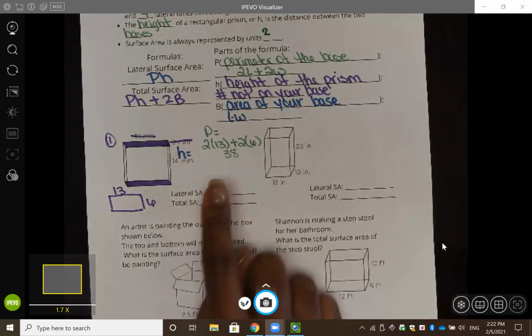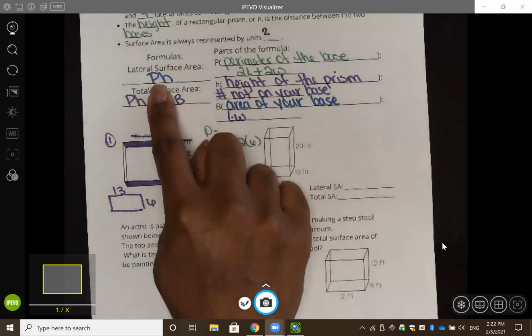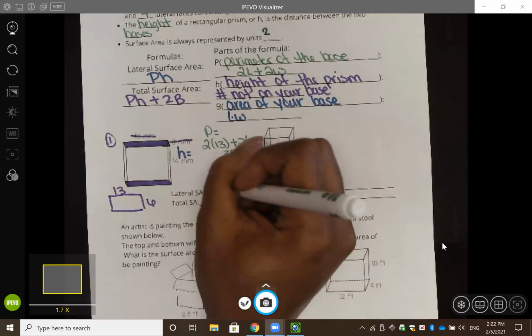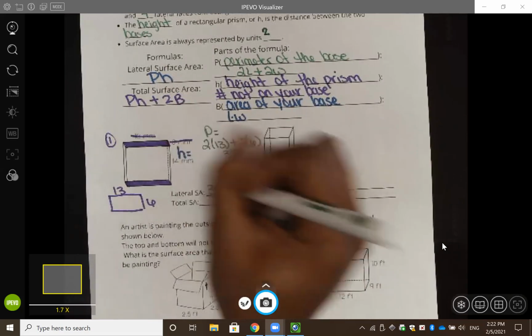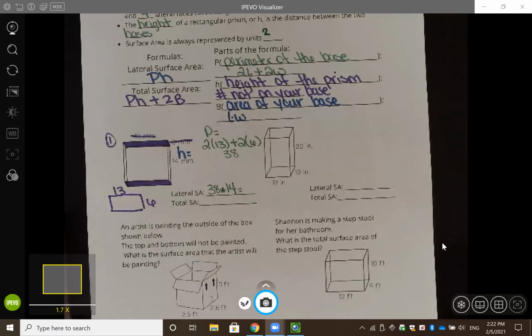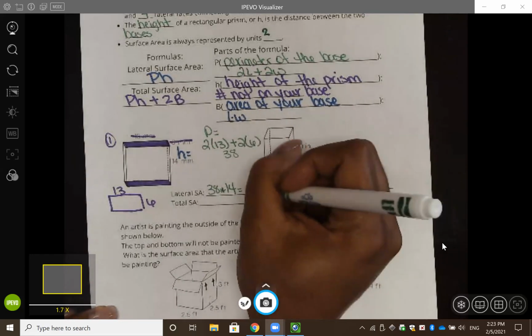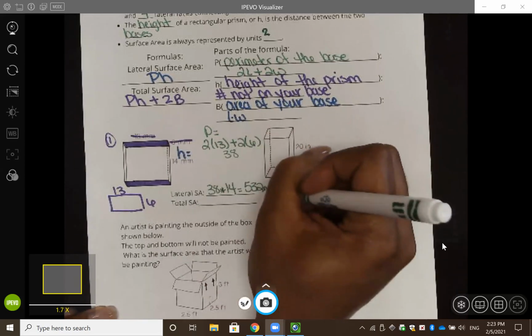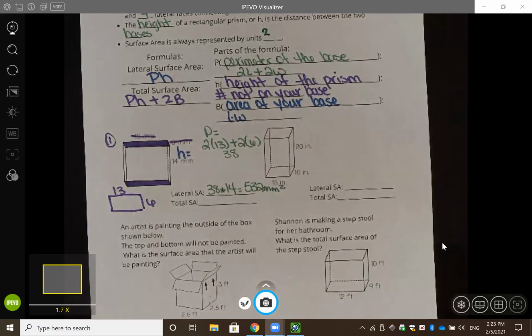Okay, so for lateral surface area, again, it is perimeter times height. So my perimeter is 38 times my height, which is 14. 38 times 14 is 532 mm squared. Okay, so now let's find our total surface area.